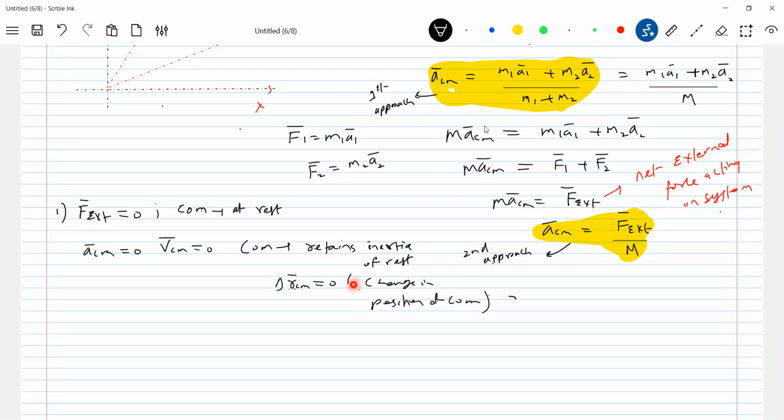You have almost around 20 numericals on the first condition that I have put. So what you are supposed to do is identify whether in a system the net force is 0 or non-zero. This is the thing.